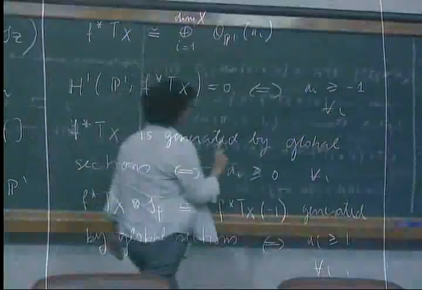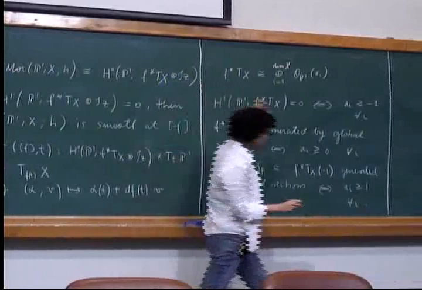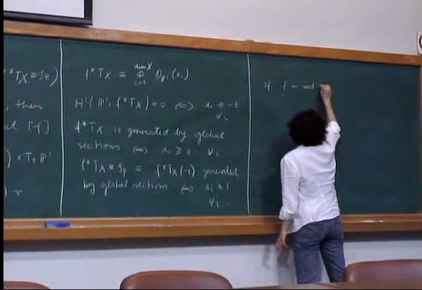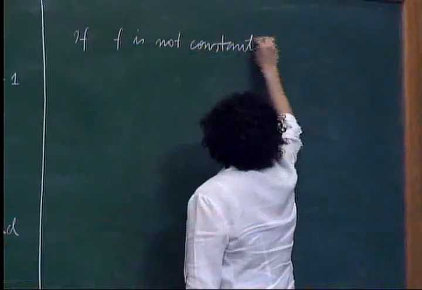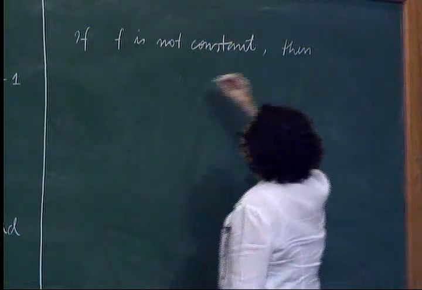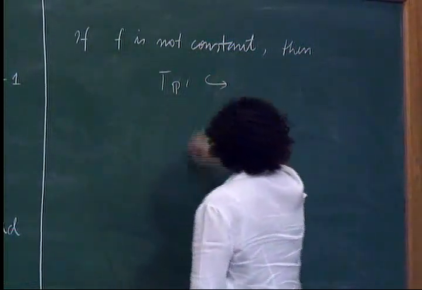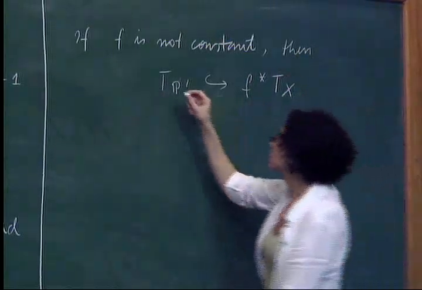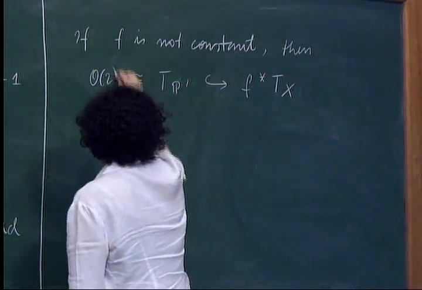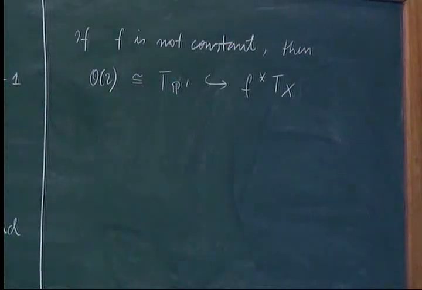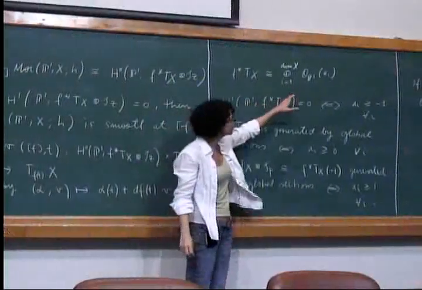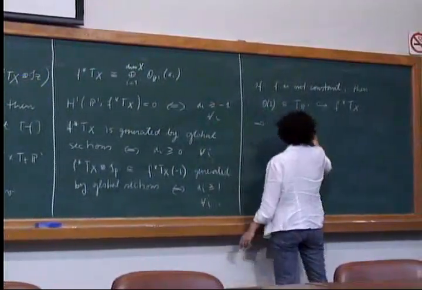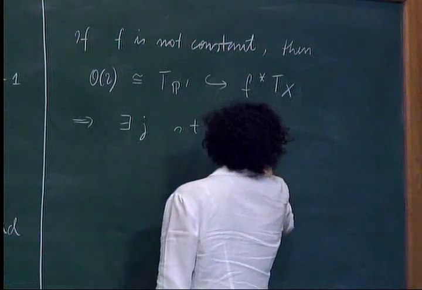Let me note also that for this splitting, if F is non-constant, then we know that the tangent bundle of P1 injects into the pullback of the tangent bundle of X. And this is precisely a nonzero map. So in general, if the map is non-constant, then at least one of the indices here is at least 2.